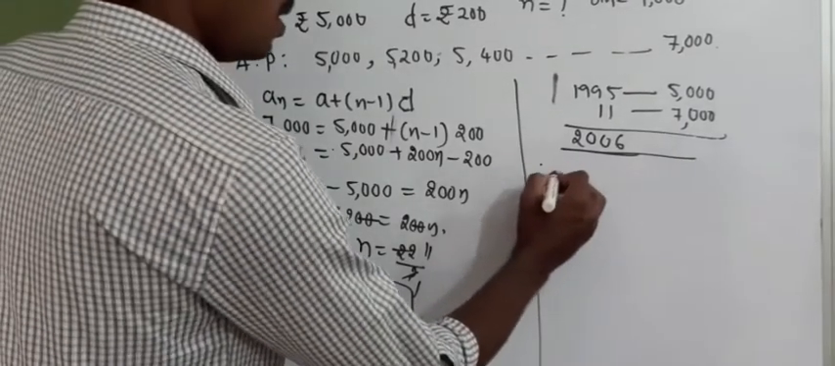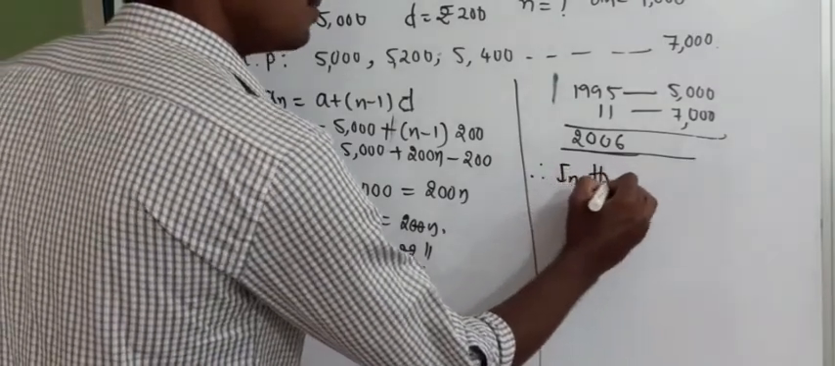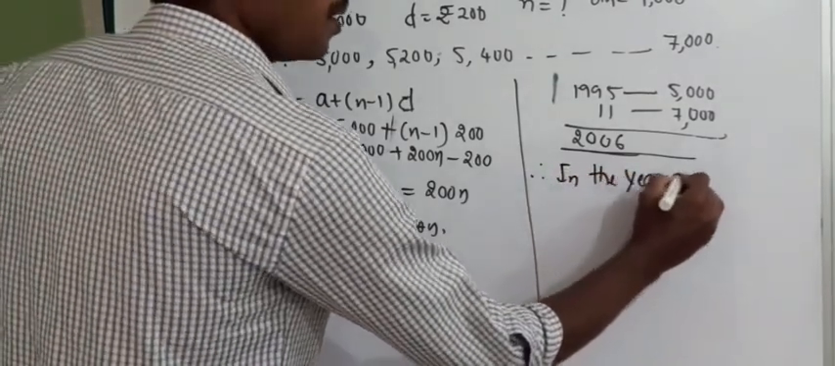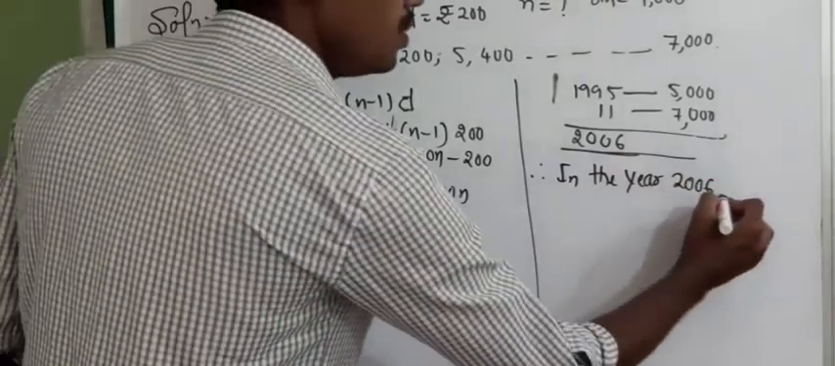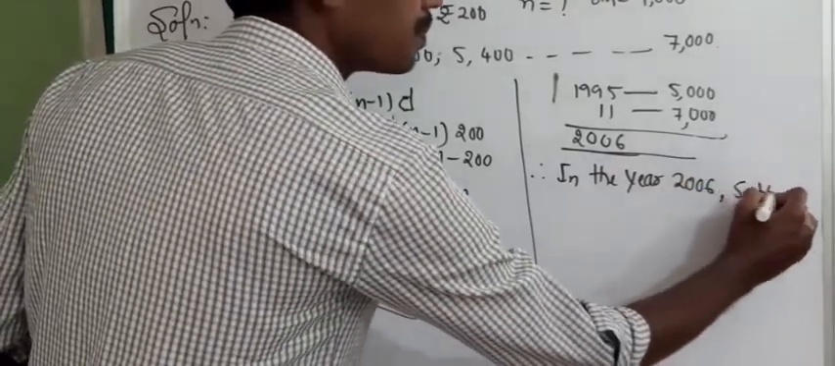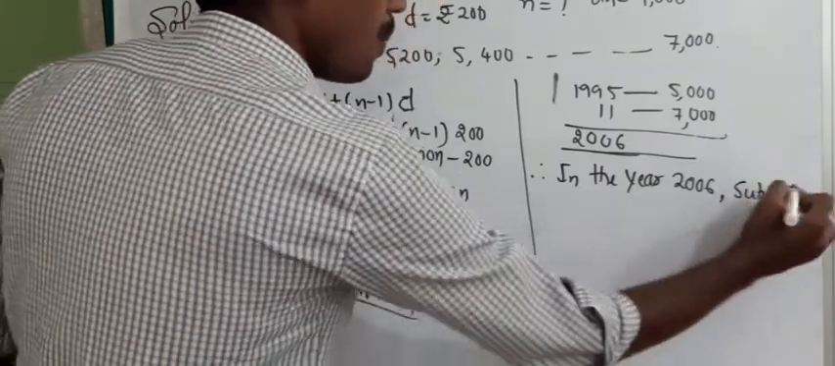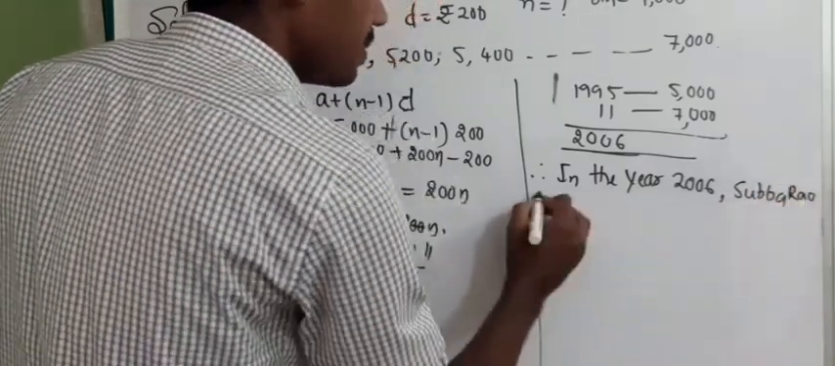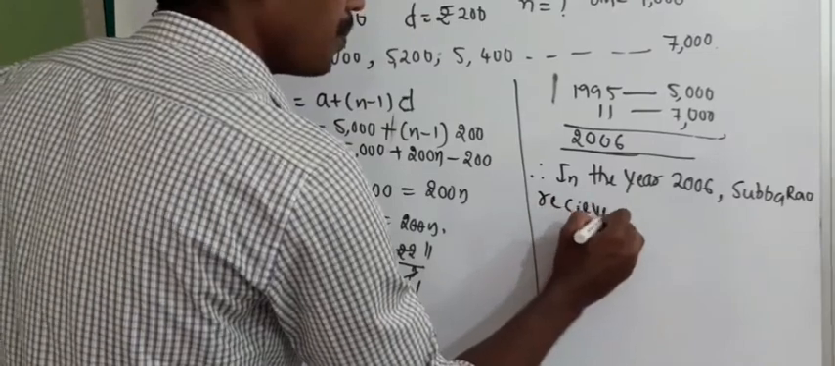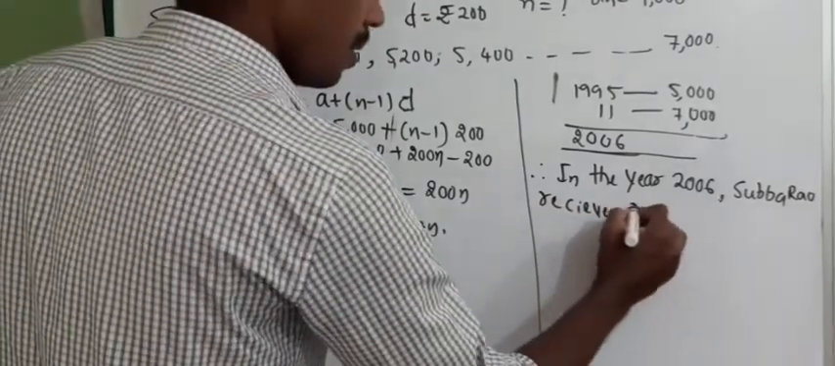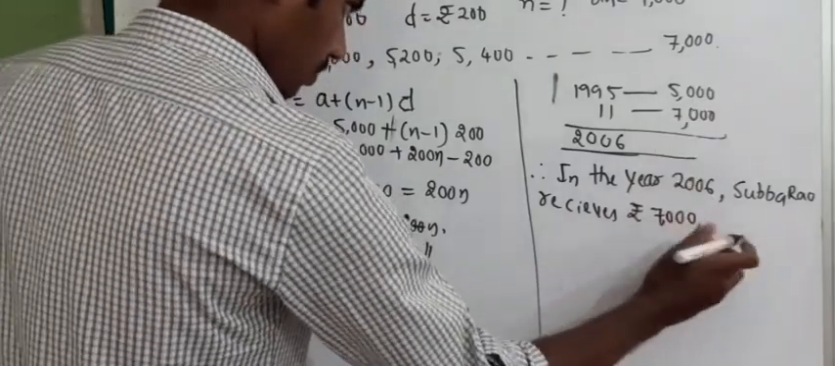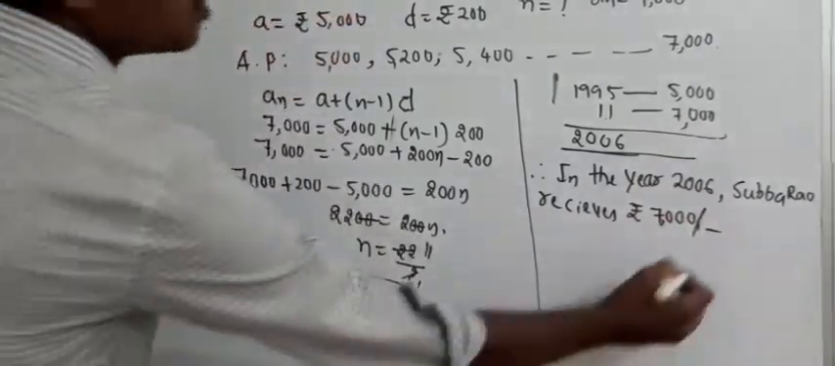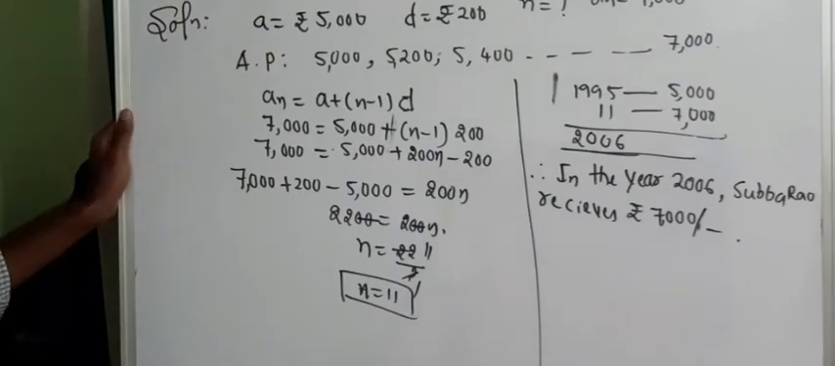Therefore, in the year 2006, Subbarao receives rupees 7,000. So please note this down. If you have any doubt, you can contact.